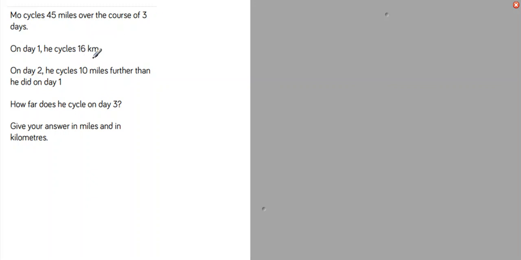On day 1, he cycles 16 kilometres. On day 2, he cycles 10 miles further than he did on day 1. How far does he cycle on day 3? Give your answer in miles and in kilometres. So Mo cycles 45 miles altogether.